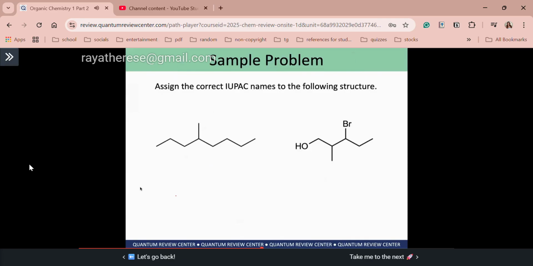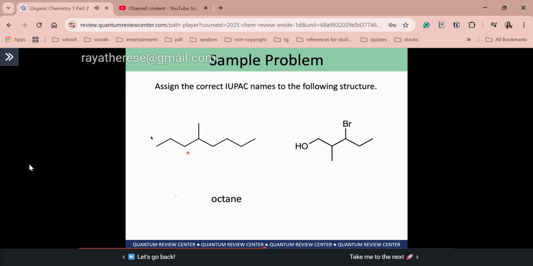Let's check. For your first compound, easy question lang to, class. Again, first strategy is to identify the parent chain. Obviously, our parent chain is the linear structure here. Let's count. 1, 2, 3, 4, 5, 6, 7, 8. Class, again, we have here an 8 carbon chain. That's your octane.